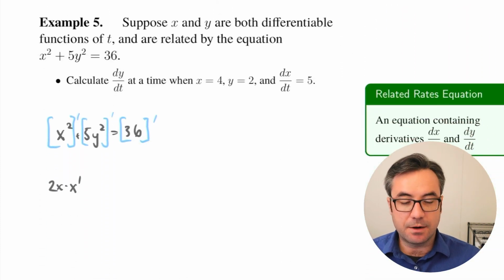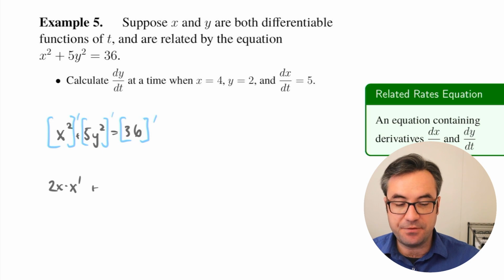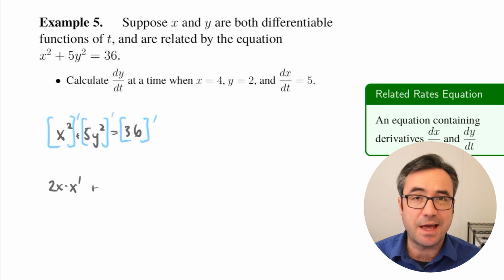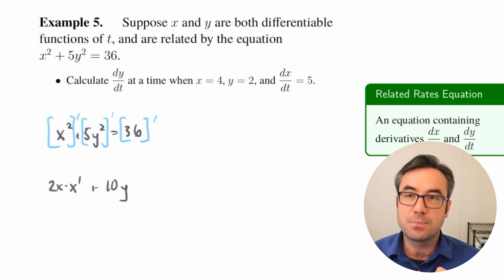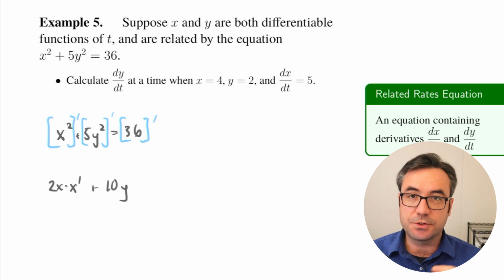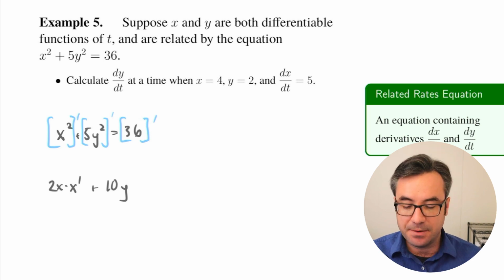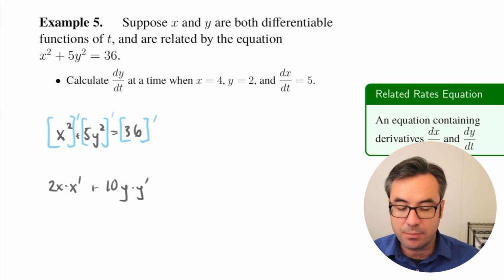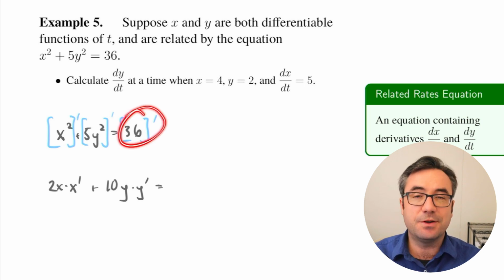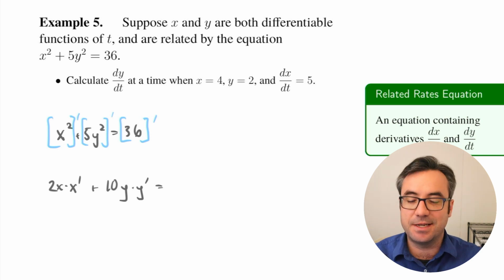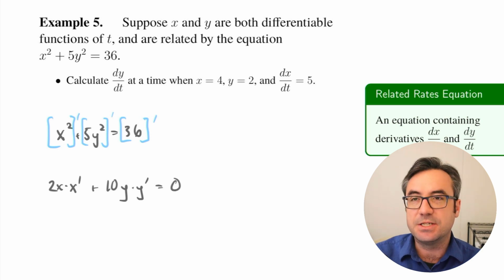Then we get to our next term, which is the 5y squared. So we differentiate that just like normal. We bring down the 2, multiply it with the 5, so we get 10y. And then because we're also treating y as a function of time, we multiply that result by y prime. And then on the right side, the derivative of 36, again just a constant, nice and easy, is just going to be 0.